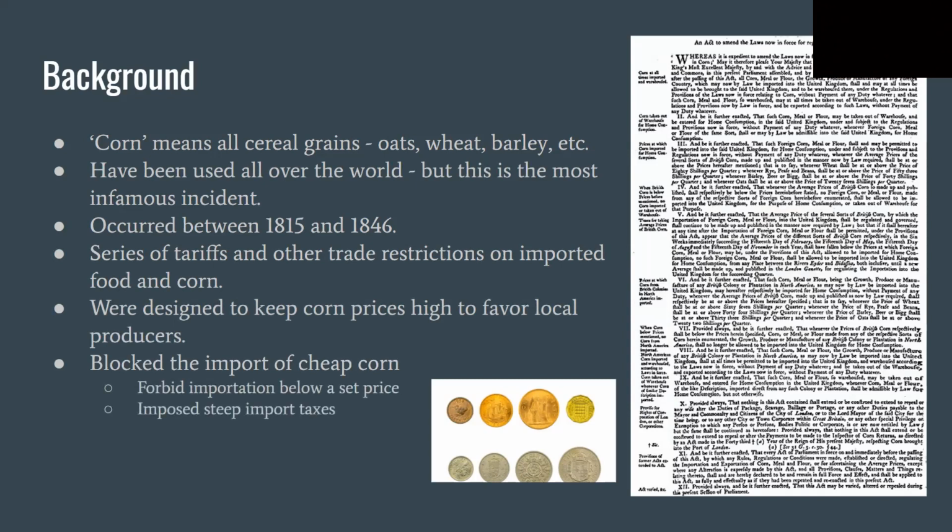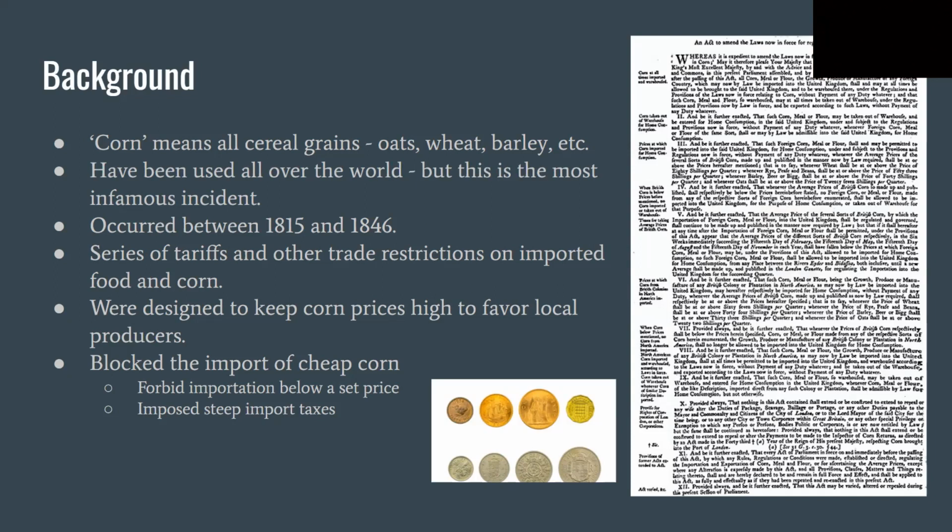The Corn Laws also restricted the import of cheap corn by forbidding importation below a set price and imposed steep import taxes. The House of Commons, which was the lower house of the Parliament of the United Kingdom, recommended to exclude foreign-grown corn until the price of domestically grown corn exceeded 80 shillings per quarter. They believed this was a fair price and that it would be dangerous for Britain to rely on imported corn because lower prices would reduce local laborers' wages, and manufacturers would lose out due to the decrease of power of farmers and landowners.